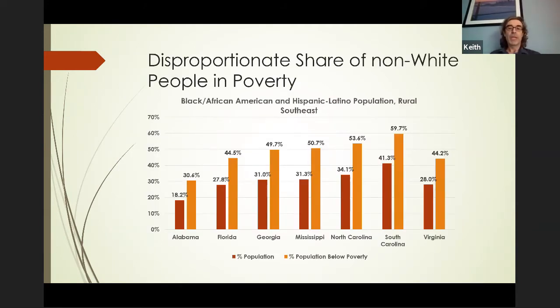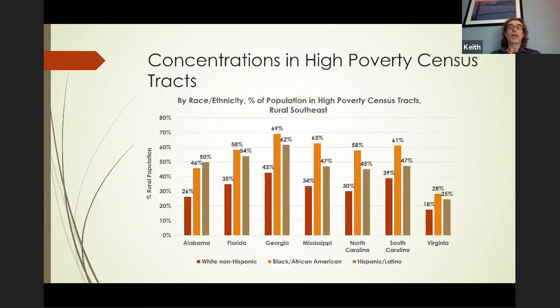But again, you'll find those populations, and when you find them in these rural areas, you often find a disproportionate share of poverty. And this is just that Southeast region broken down by state. And you can see here, for Alabama, in that part of the Southeast region, about 18.2% of the population was African American or Hispanic, but 30% of the population in poverty was African American or Hispanic. And in the case of South Carolina, the rural Southeast part, 41% of the population was African American or Latino, but they made up 60% of the population in poverty, which is again the concentration in the high poverty.